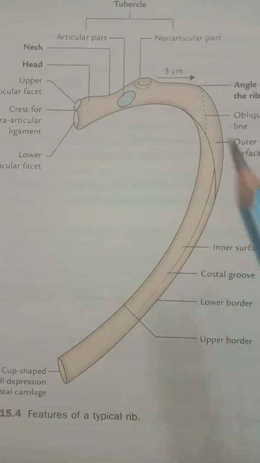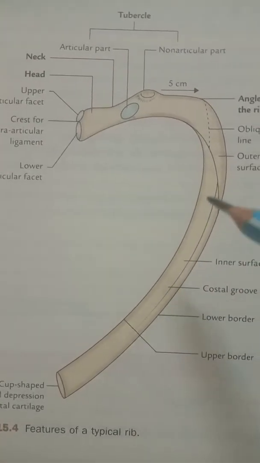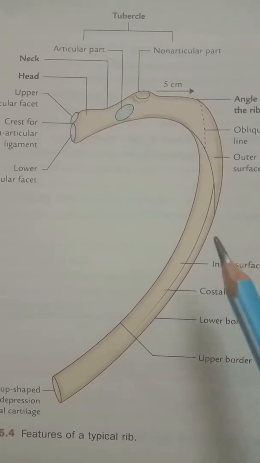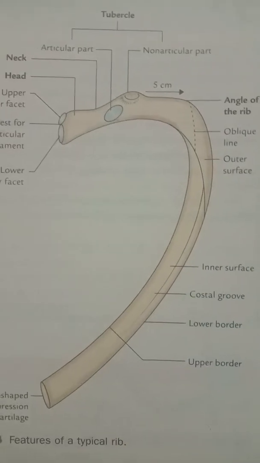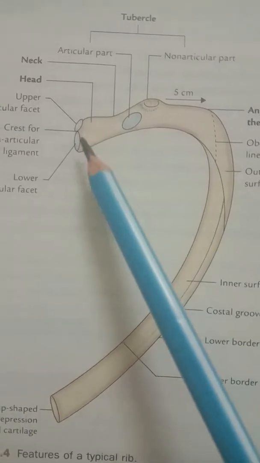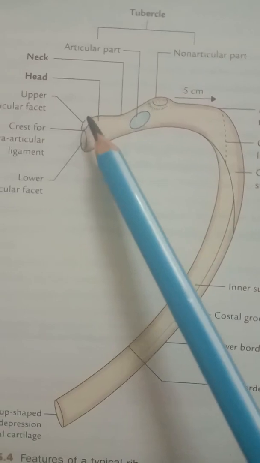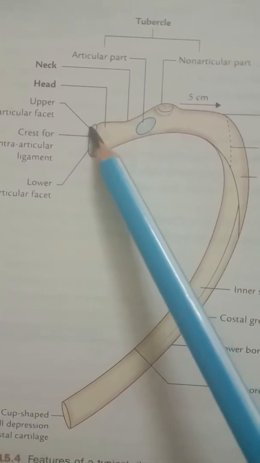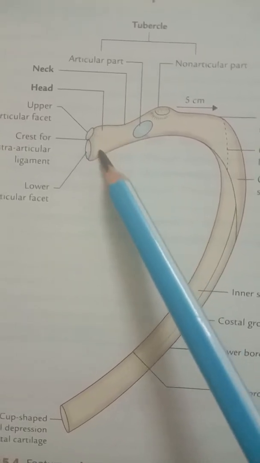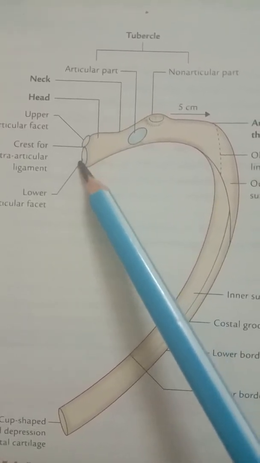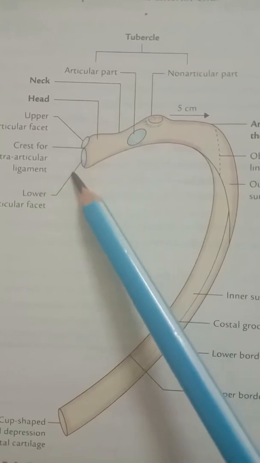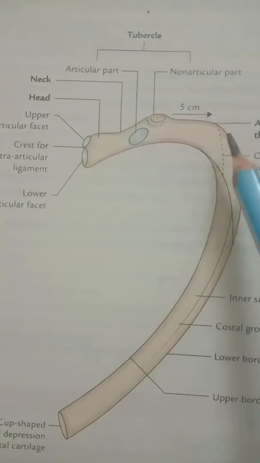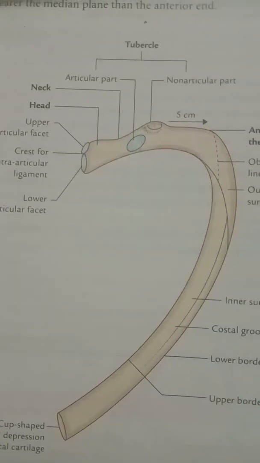So the 10th rib closely resembles the typical rib, but it is shorter than the typical rib and it has only a single facet on the head. In the typical rib, two facets are present, but instead of two facets, in the 10th rib a single facet is present, and this single facet articulates with the body of the 10th thoracic vertebra. Remaining features are the same as the typical rib.